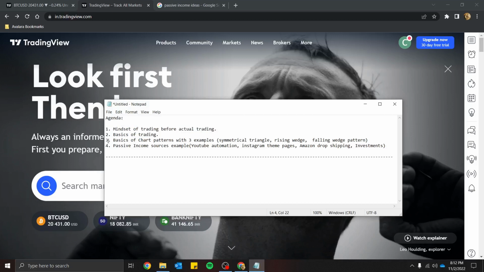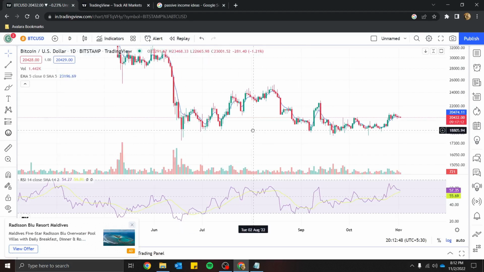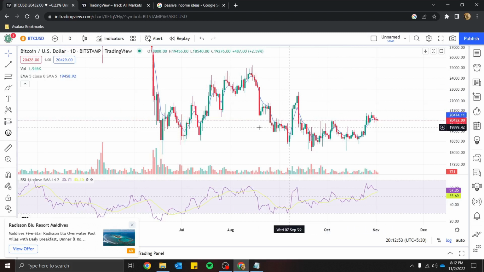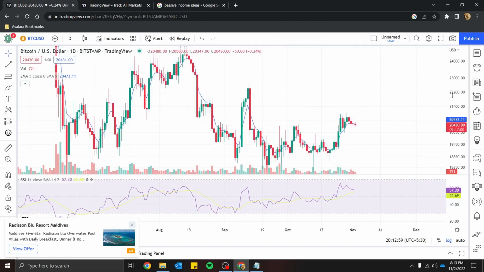Our second agenda of this video is the basics of trading. Even if you are a beginner, what I mean by this is, suppose I am looking at a particular chart, say the Tesla stocks, or consider this example: this is the chart of Bitcoin. Now what I can find is that the chart is currently moving in a downtrend.